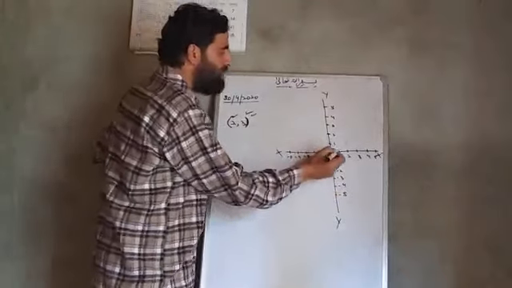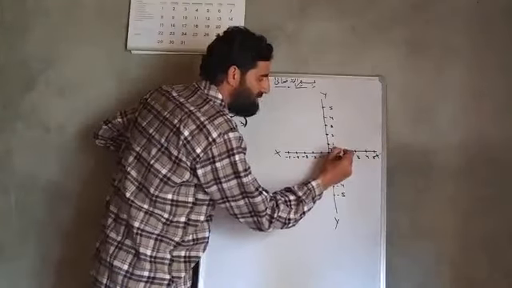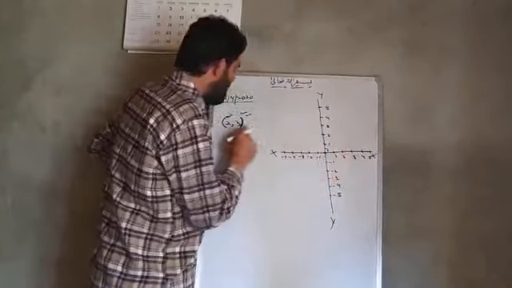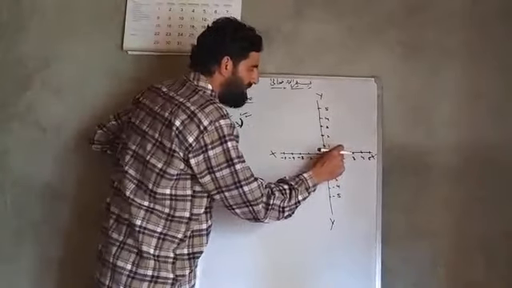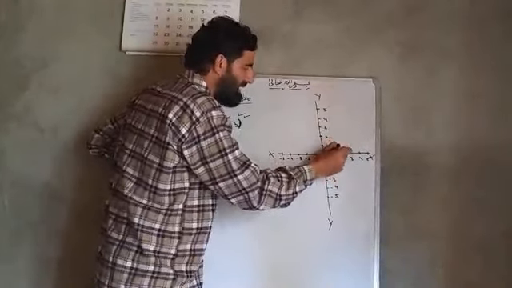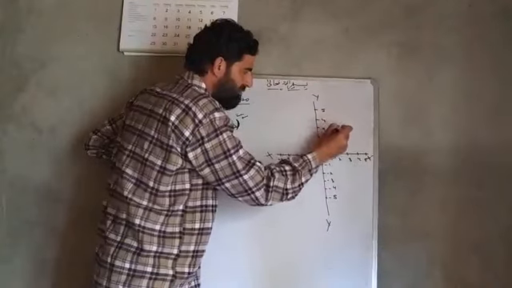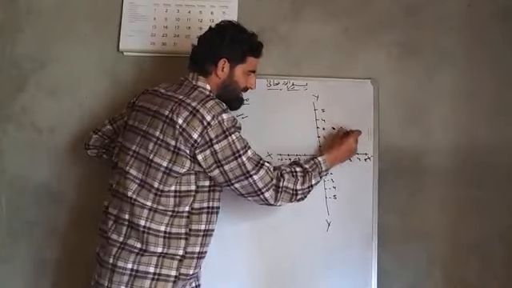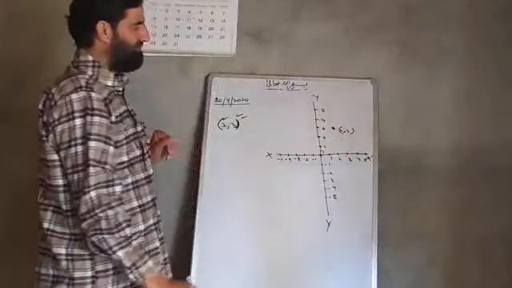So here 2 is positive, you will go towards the right by 2 steps. Then it is 3, so you will go upwards 3 steps, and this is the point (2, 3).